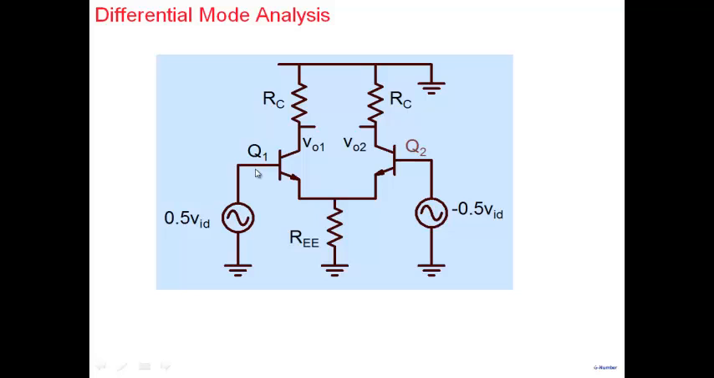And if we know the small signal current, then we'll know what is the input resistance. Alright, so the way we do this analysis is we use symmetry. If you look at this particular circuit, Q1 and Q2 are identical, resistors are the same, and RE is common. On one side you apply a positive voltage here, on the other side you apply a negative voltage here. And what can we conclude from here?